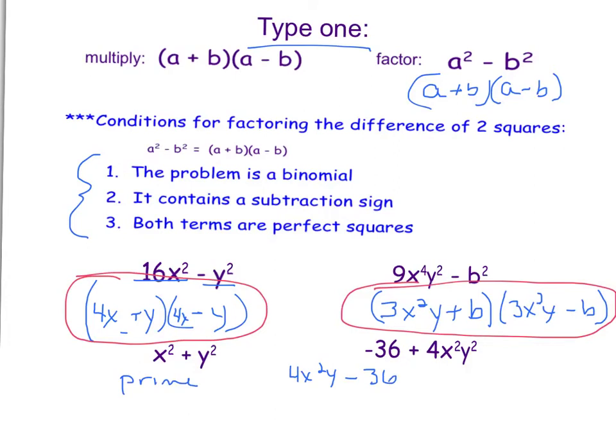Now it's a binomial. It does contain a subtraction, and they're both perfect squares. So we can do 2x y plus 6 times 2x y minus 6.